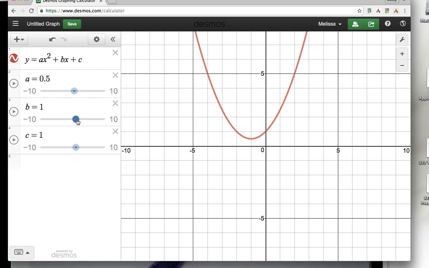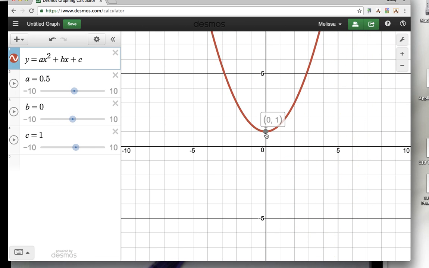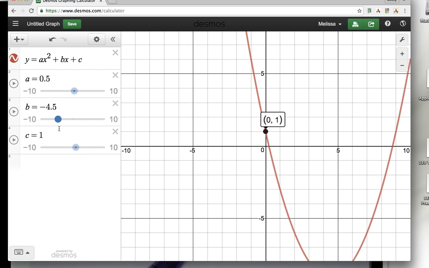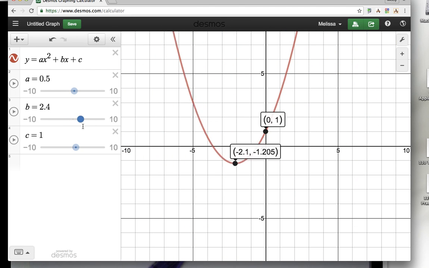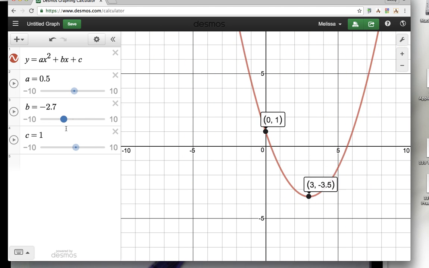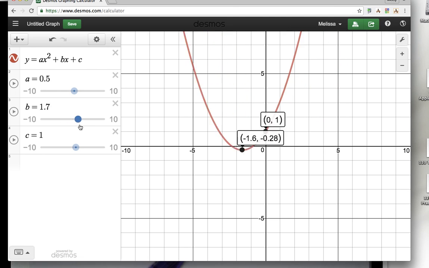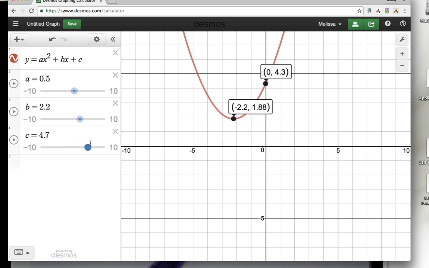Now let's look at b. For b, oh, that's kind of weird. So b, it's almost kind of rotating up and around this y-intercept. So the y-intercept does not change no matter what the b value is. What is changing is the x-intercepts of the graph as we change b, and also the vertex and the axis of symmetry. So b is playing a key role in some of those important parts of our graph, but not the y-intercept.